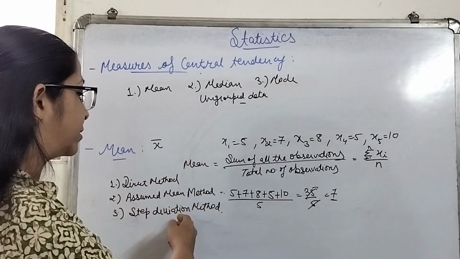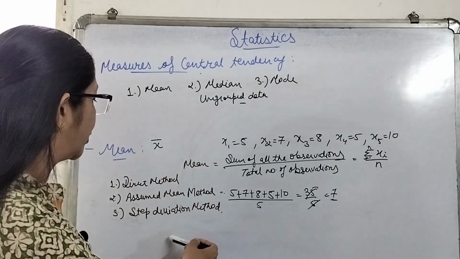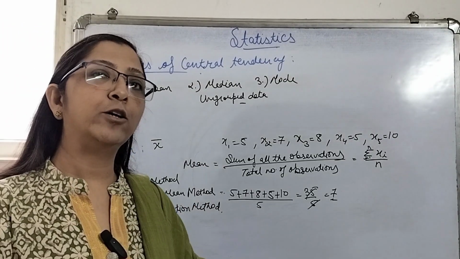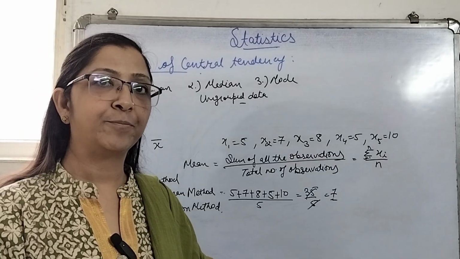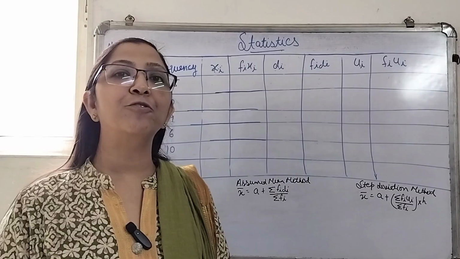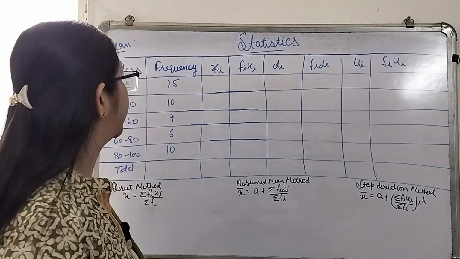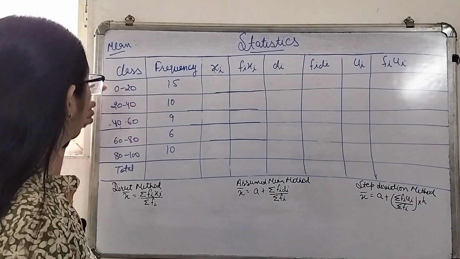From all these methods, your answer will be the same. That means the value of mean will be the same whichever method we are using. It all depends upon the observations, how large or how small they are. Just now we have seen how to find the value of mean for the ungrouped data. Now we will be seeing how to find its value for the grouped data.